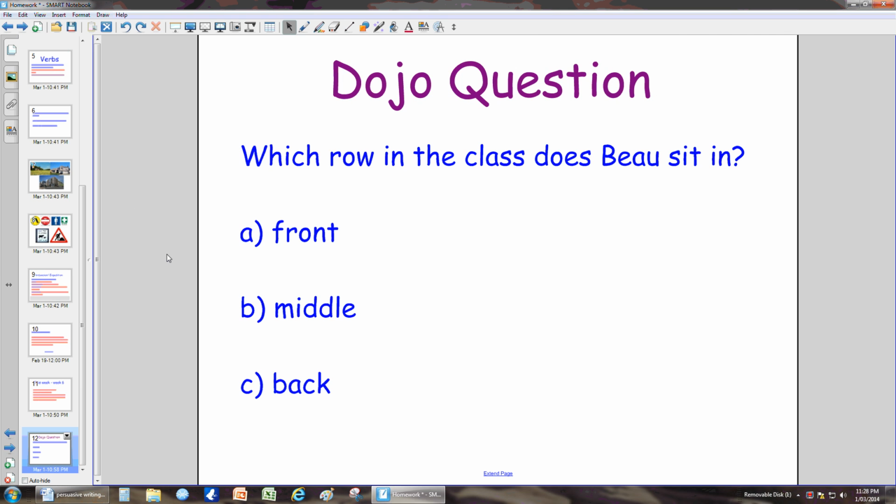So here's your chance. Thank you very much if you've made it this far. Here's your chance for some dojo points for our auction at the end of the week. And if you can come to me with the correct answer to this question, you might earn yourself a dojo point. And our question is, which row in the class does Bo sit in? Is it A, the front row, B, the middle row, or C, the back row? If you can come to me with the correct answer to that question, you might earn yourself a dojo point.